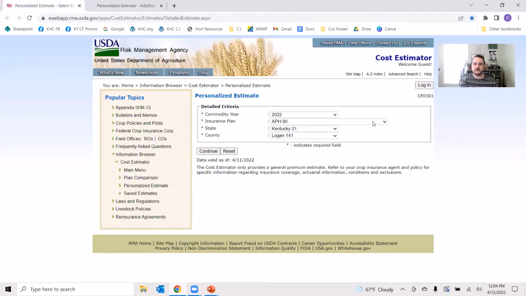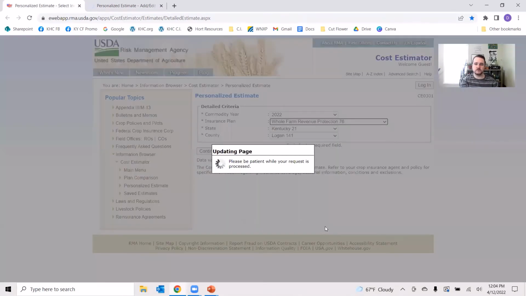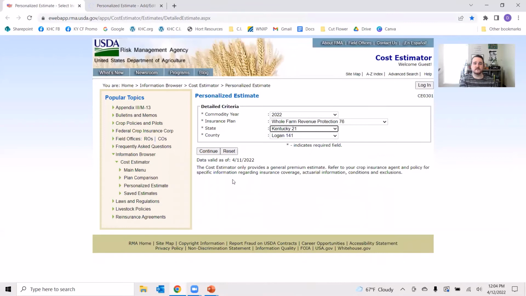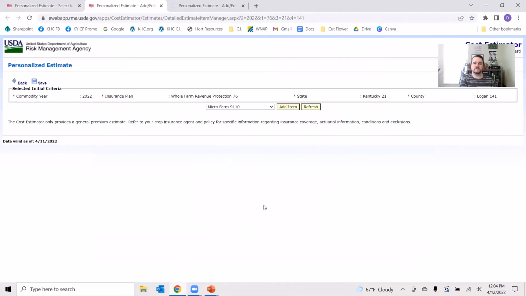But while we wait on that, I'm going to come back to the first page, and we're going to select whole farm revenues so we can look at those prices as well. And it left Kentucky and Logan for us. So we'll just click on, and we'll go through the same process. Now it will be a little different based on this policy.